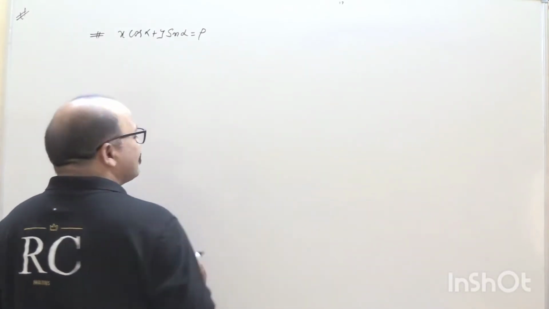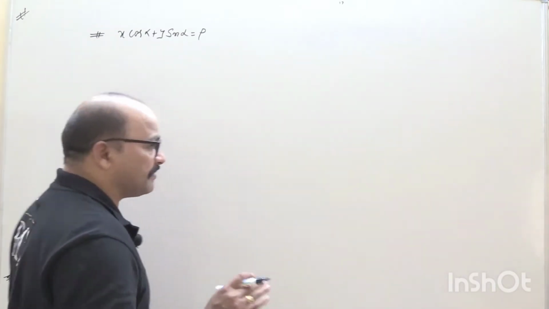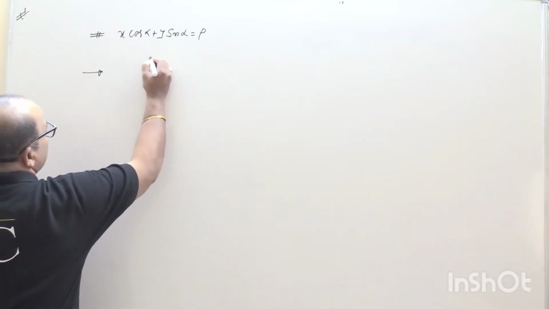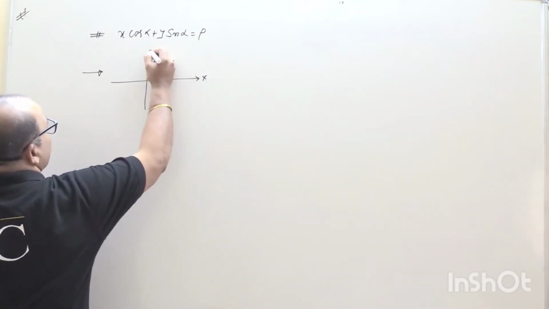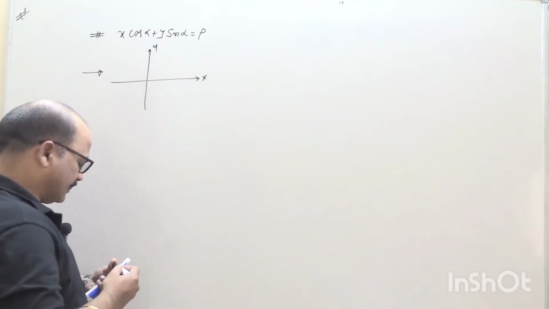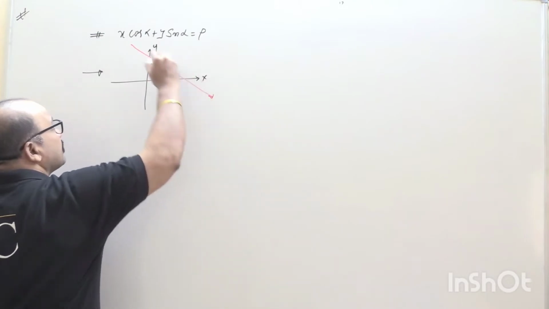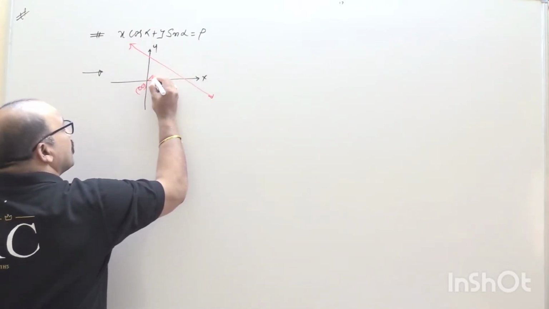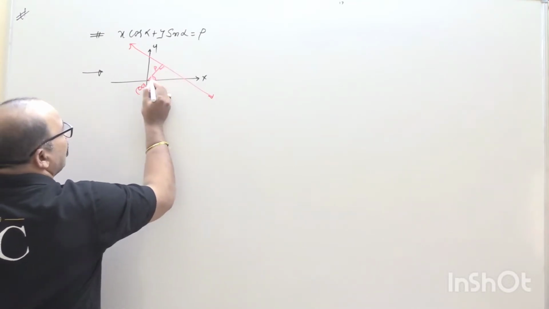Yes, x cos alpha plus y sin alpha in different positions. First of all we will study the first quadrant. This is the x axis, this is the y axis. This is the line in the first quadrant, the red color line equation. The distance from the origin to this line is p. Now this is alpha, the normal line's angle alpha.